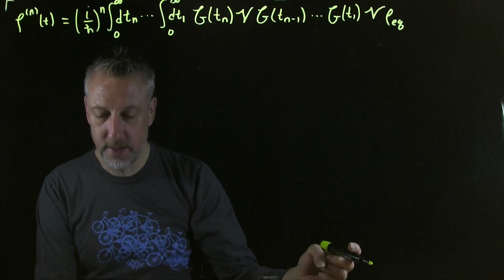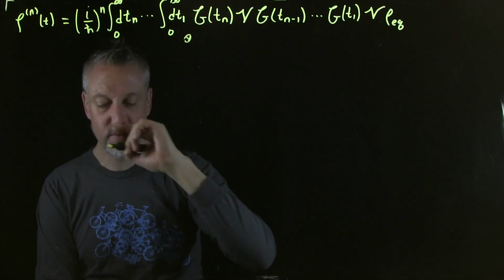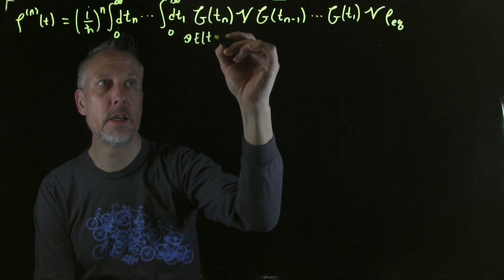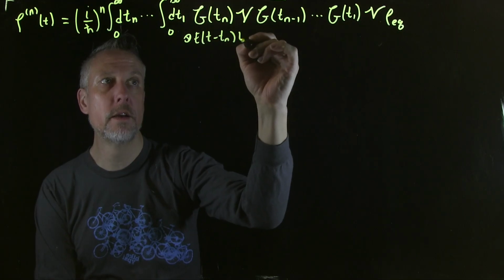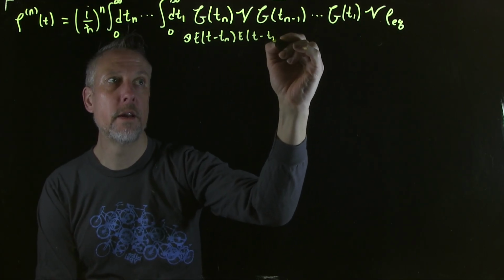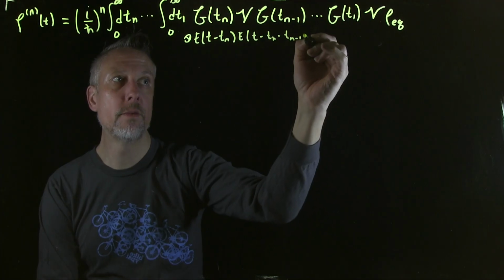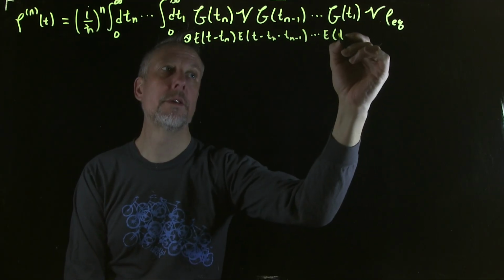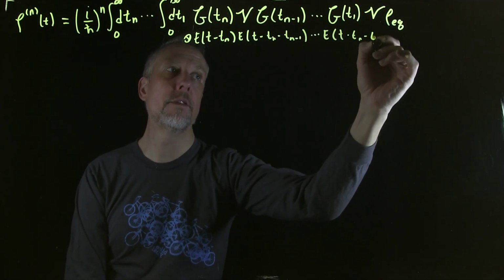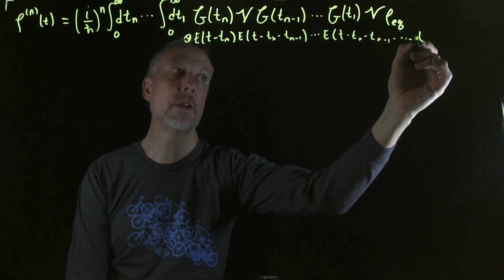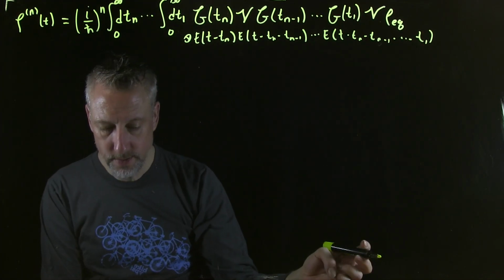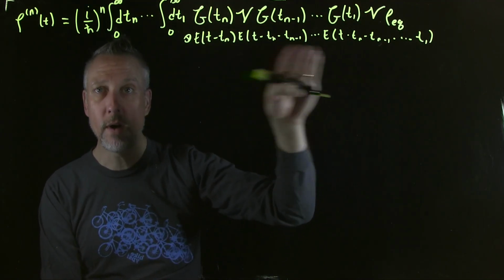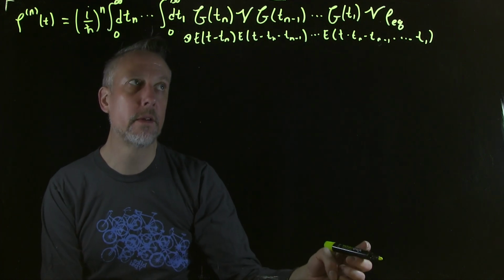Okay, and then times all the field stuff. So just briefly I'll put the field stuff in here. So you have E, the field at t minus tn, t minus tn minus tn minus 1, all the way down to t minus tn minus tn minus 1 dot dot dot minus t1. All right, so all these fields are evaluated at the different times. Well, these could move around. We just write them so that it's easy to see the pattern.